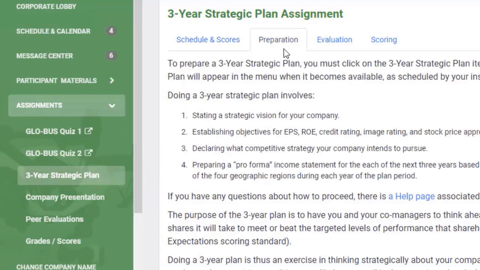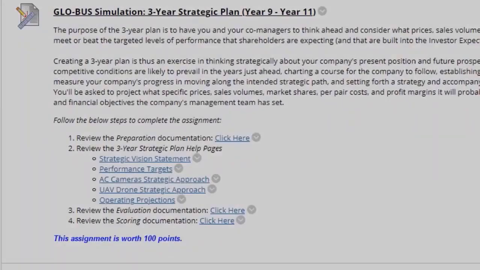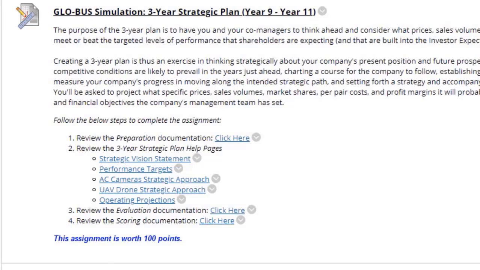Then again, this information is also in Blackboard, but now you have it in 2 places, so hopefully you don't miss it. So you should be reviewing each one of these tabs, which is the schedule and scoring, the preparation, evaluation, and scoring. Now I'm going to jump back into Blackboard. Most teams that communicate well and take their time with the 3-year strategic plan, they do very well.